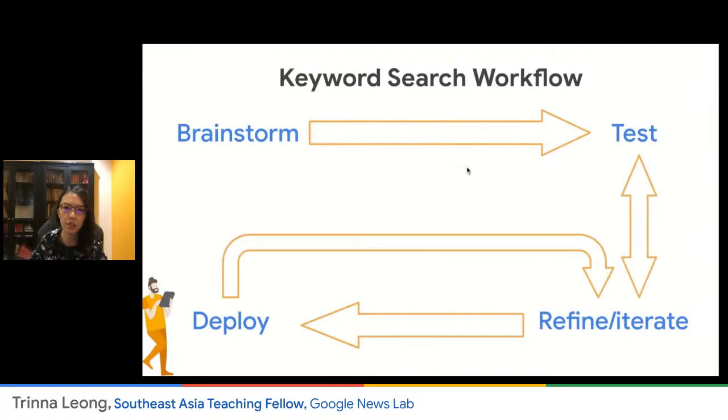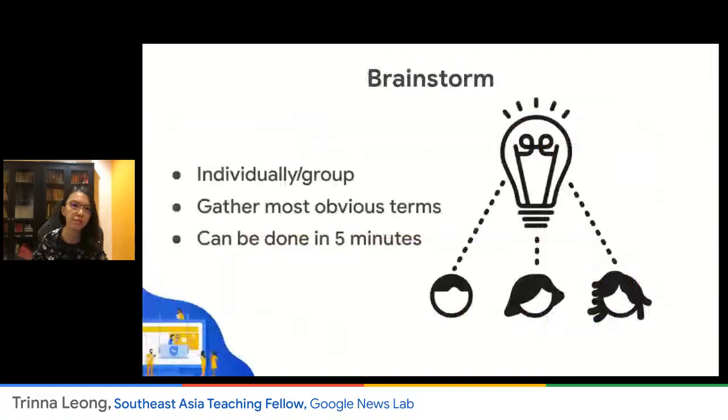Here's a basic workflow that you could jot down, or if you're watching a recording, you could take a screenshot of what the workflow should be. We'll explain how we will go through each step of the workflow after this. Basically, it starts from brainstorming, and then we test our keywords, and then we refine and iterate, and then we deploy. And if it doesn't work, we go back to refining and iterating. Now, how does this actually work?